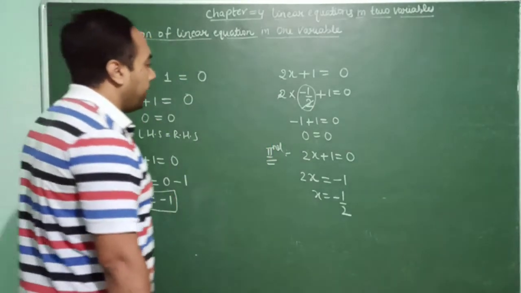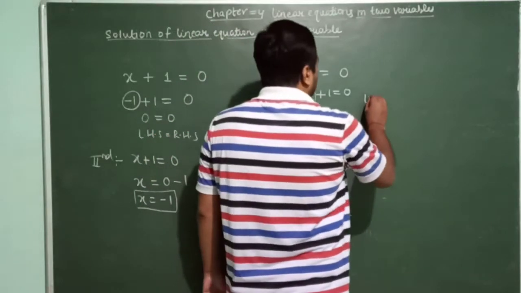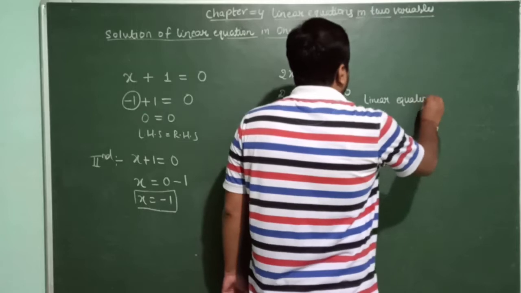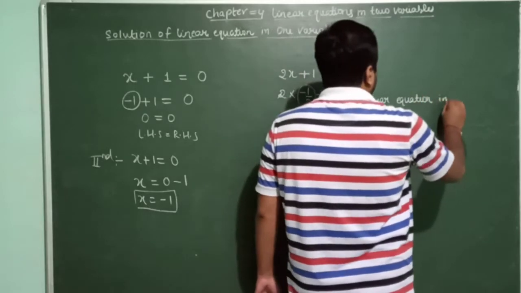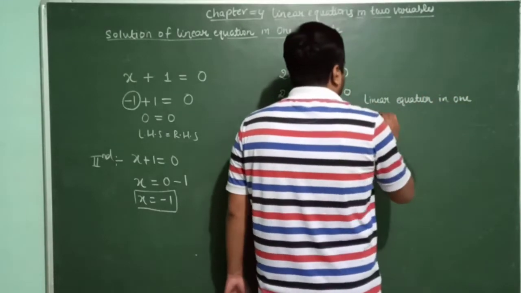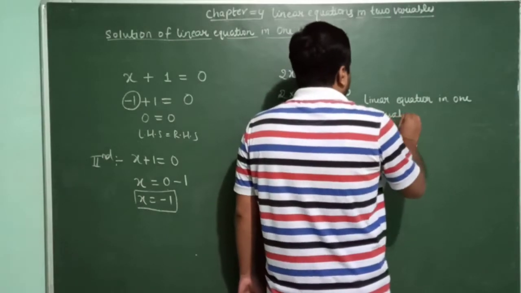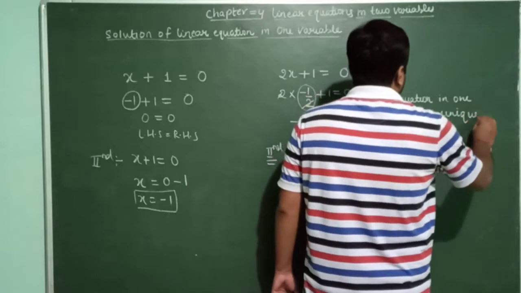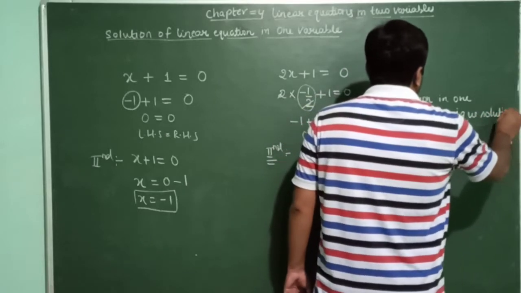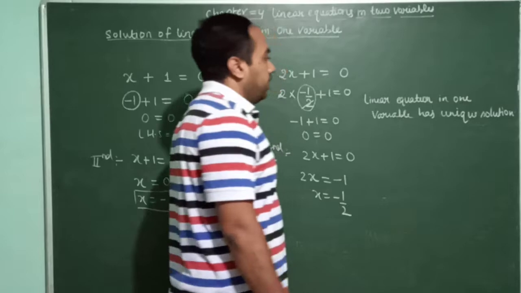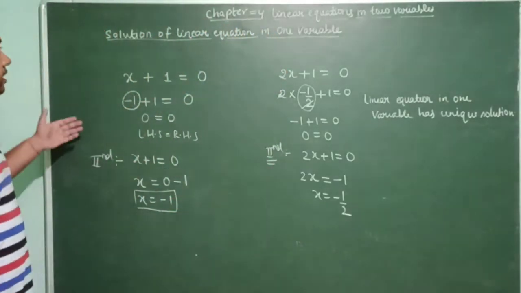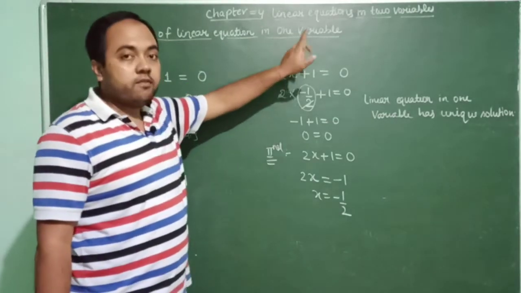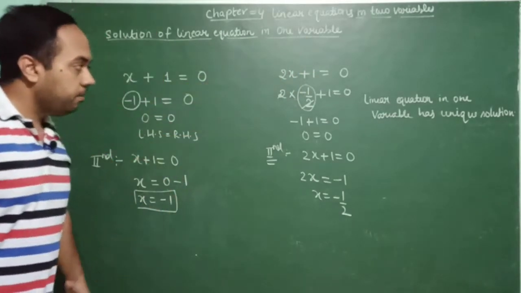So what we can write in the end? That linear equation in one variable has unique solution. Unique means only one. So in this way, right now I have explained you how to find solution of linear equation in one variable. Okay, please note it down.